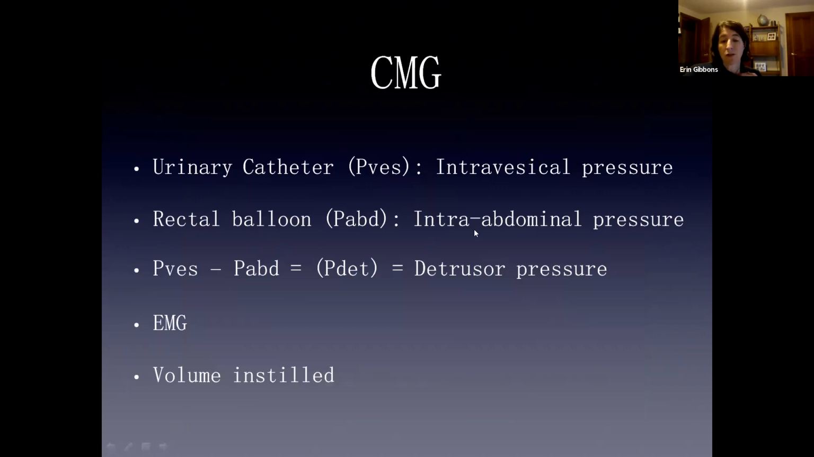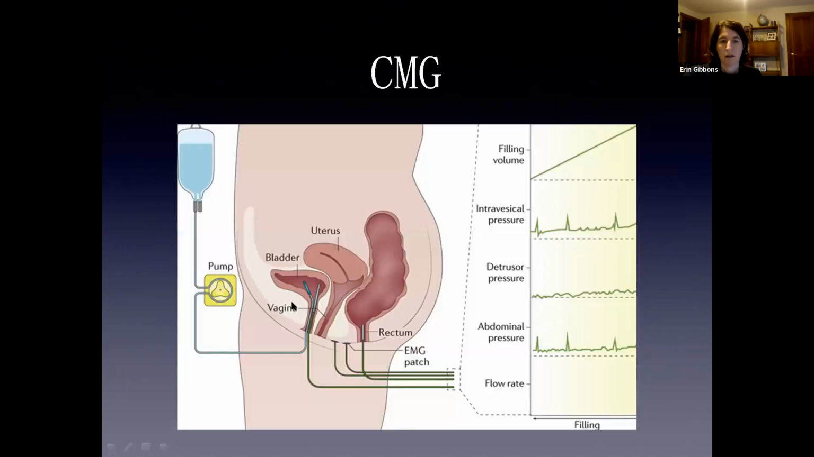The rectal balloon is measuring your abdominal pressure, and when you subtract those two, that will give us the pressure of the actual detrusor muscle. Our EMG is going to give us a tracing of what's going on with the external urinary sphincter, and then we are measuring how much we put in. There's also a uroflow portion that's going to measure how much came out. So just the same picture again, showing the urinary catheter, rectal balloon, and then the patch electrodes.